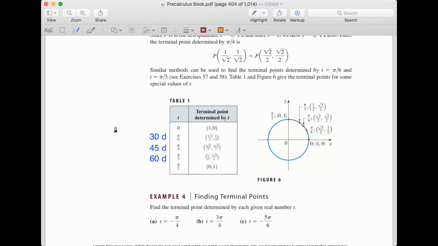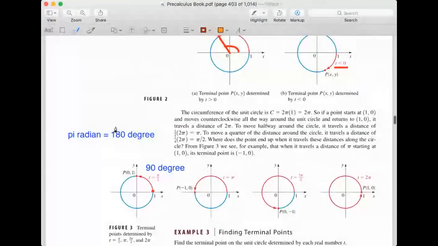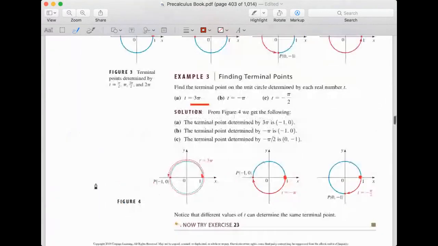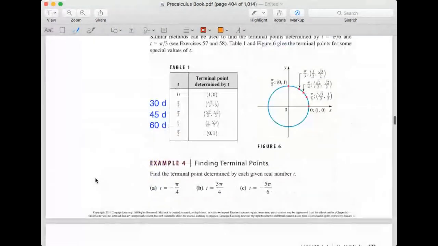You can use this formula, right? Pi equals 180 degree to convert. Pi over 2 is 90 degree. Then we have pi. We have 3 pi over 2. 3 pi over 2 is 270 degree. Then we have 2 pi. 2 pi is 360 degree. Also same as 0, because we go back to the same point.